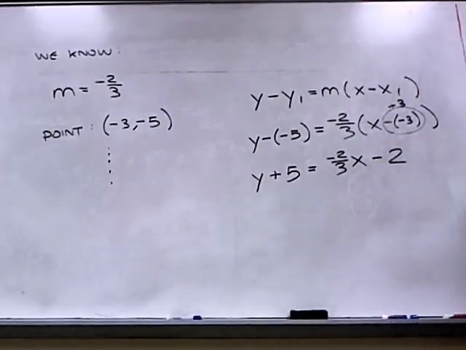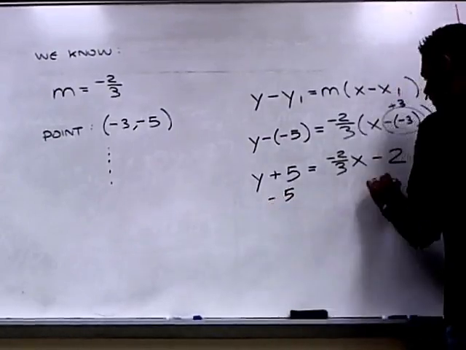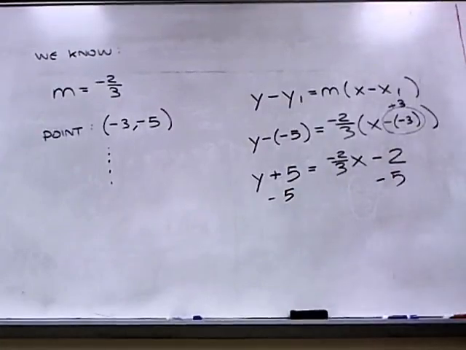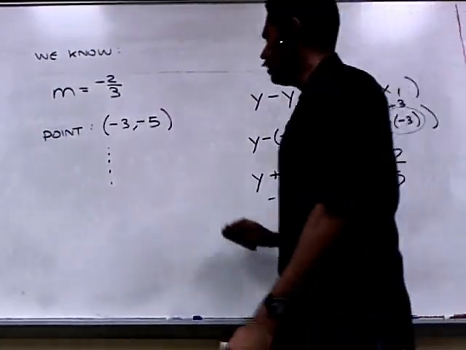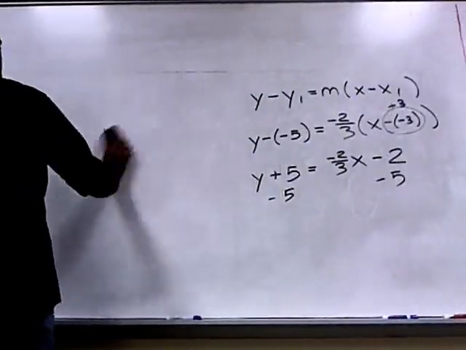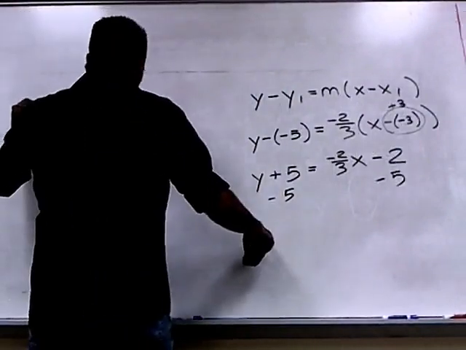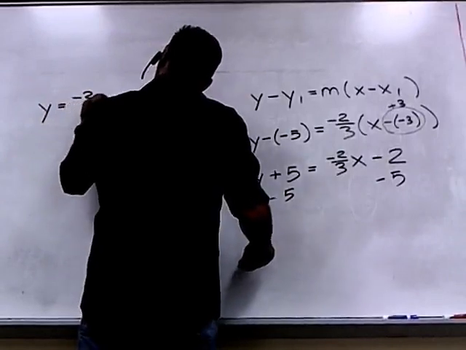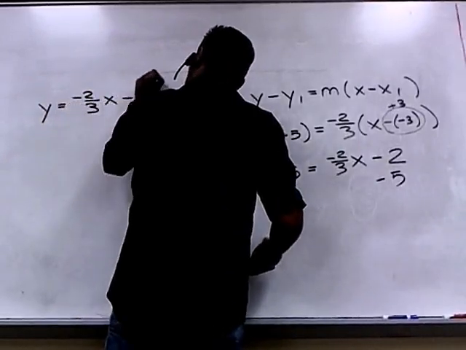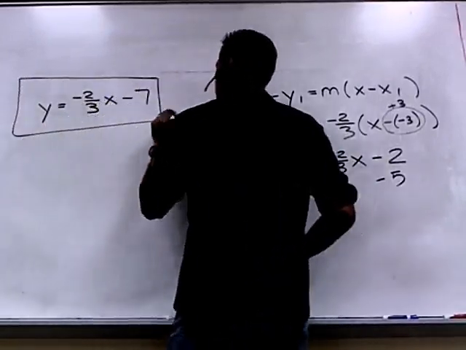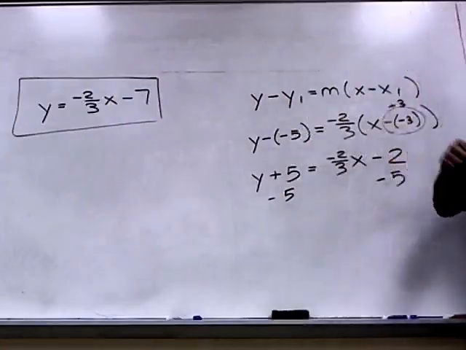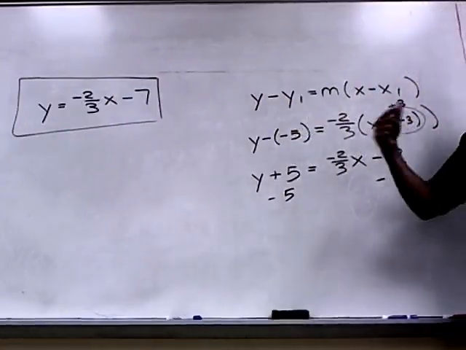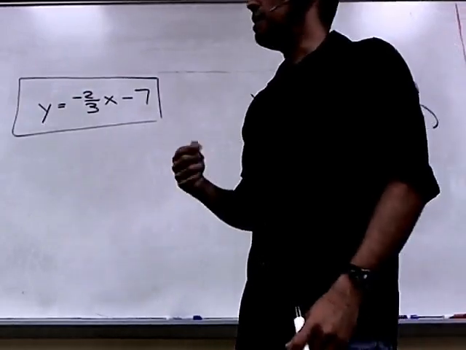Okay, what's left? Subtract 5. Negative 2 take away 5. Negative 7. So our answer is y equals negative 2/3 x minus 7. If I graph this line, it should be parallel to the other line, and it should pass through the point that I wanted it to pass through.